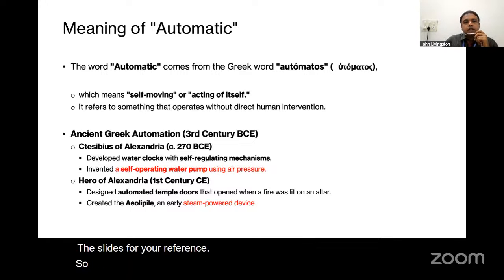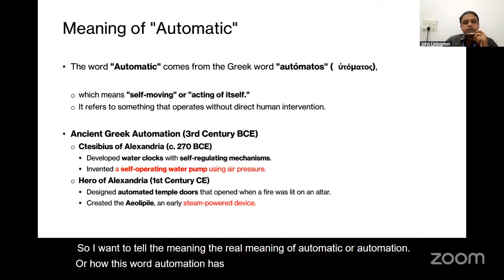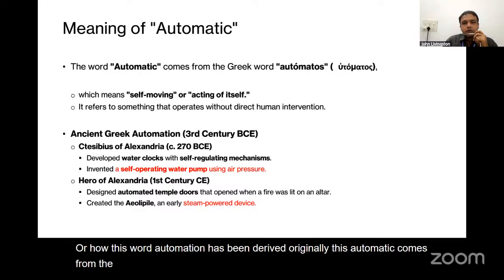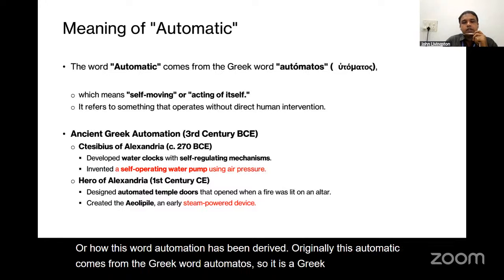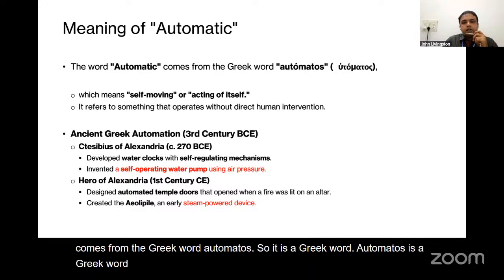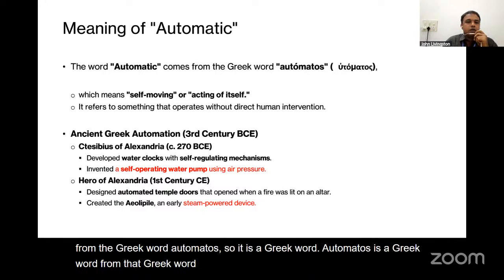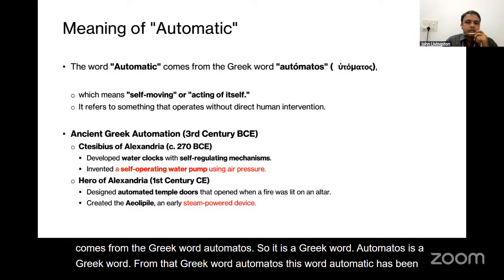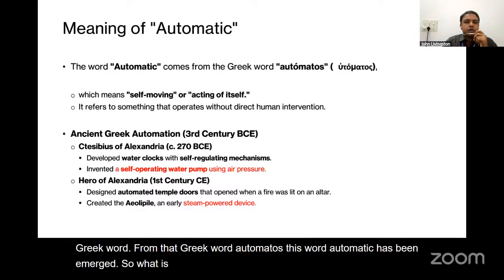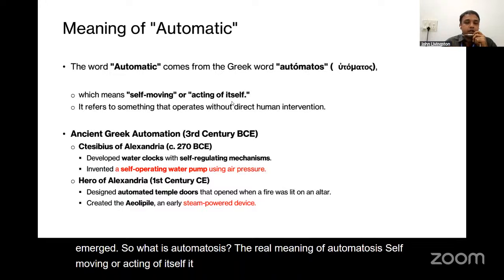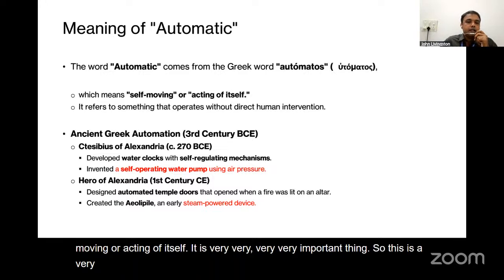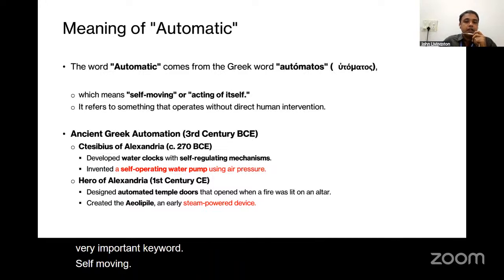I want to tell the real meaning of automatic or automation, how this word has been derived. Originally, automatic comes from the Greek word automatos. From that Greek word automatos, this word automatic has emerged. So what is automatos? The real meaning of automatos is self-moving or acting of itself. It is a very, very important thing. This is a key keyword: self-moving or acting of itself.